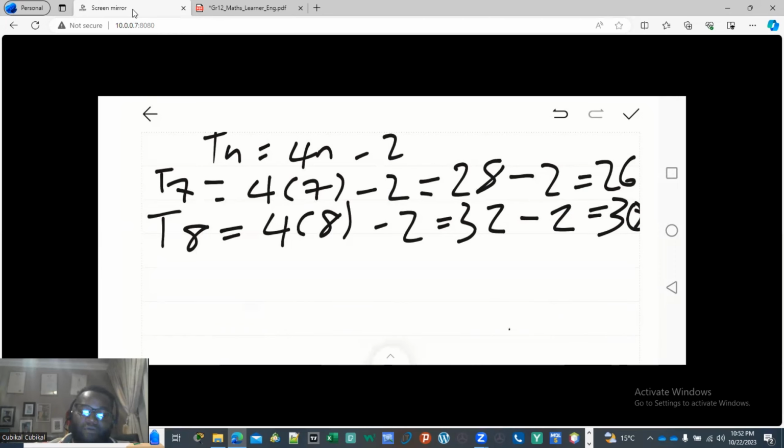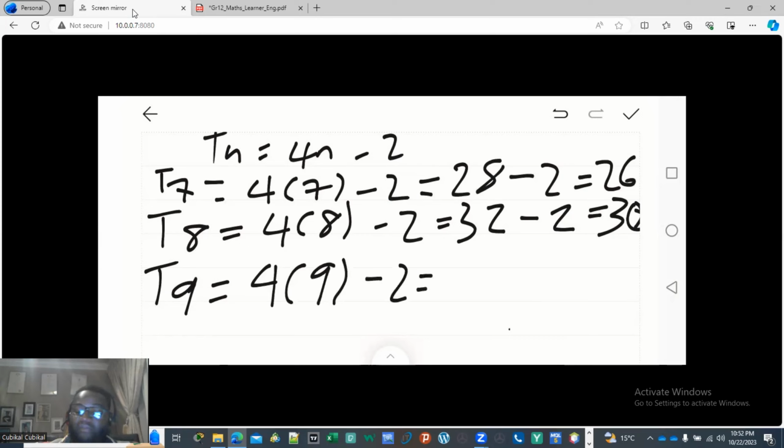And now T9, which is the 3rd term, you're going to get 4 multiplied by 9 minus 2. And then what is going to happen there is that you're going to have 18 when it's times 2, and times 2 is supposed to be 36. So here you're going to have 36 minus 2, and you're going to get 34.